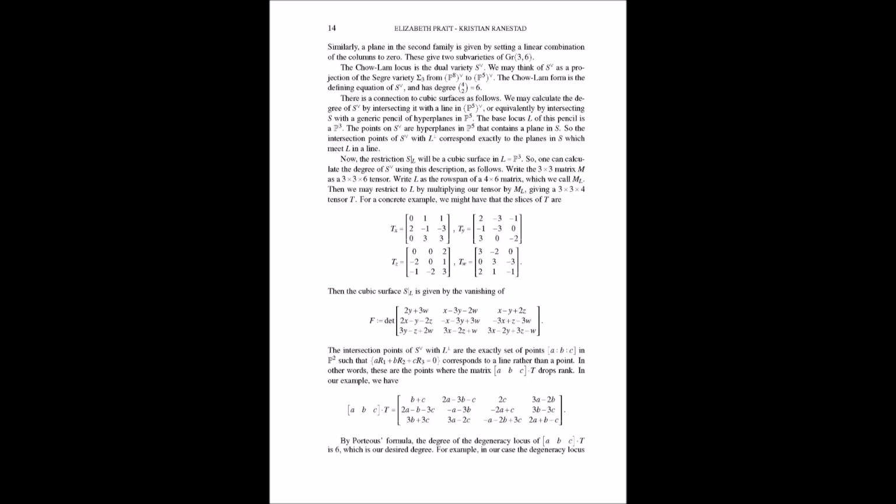One example that stands out is the case of a curve in GR2A4, representing a collection of lines in three-dimensional projective space. Recall that the Chow Lam locus for this curve consists of all planes that contain at least one of those lines. And if we can describe that collection of planes with a single equation, that equation becomes the Chow Lam form. Right. Now, Pratt and Ranestad connect this example to the concept of the dual variety.